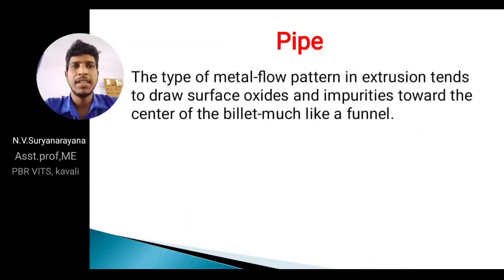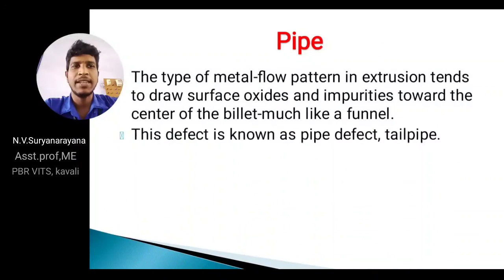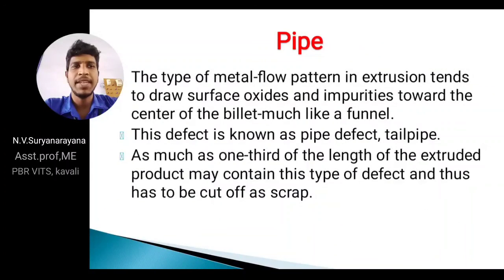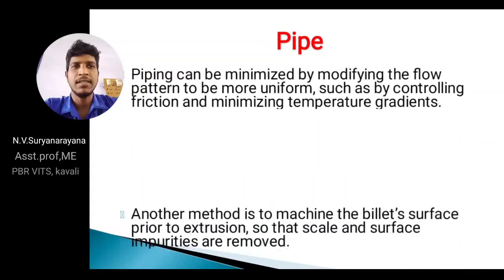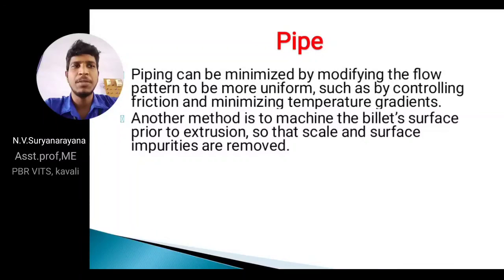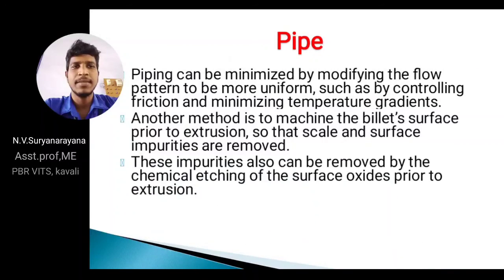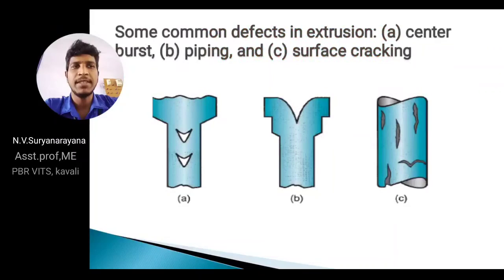Next, pipe. It is one defect. The metal flow pattern in extrusion tends to draw surface oxides and impurities towards the center of the billet, like a funnel, called pipe defect and tail pipe. That is one defect. And piping can be minimized by modifying the flow pattern to be more uniform, such as by controlling friction and minimizing the temperature gradients. That is about the pipe defect.